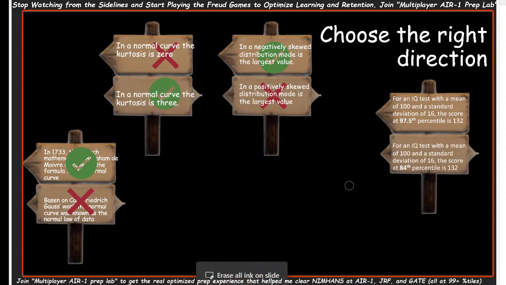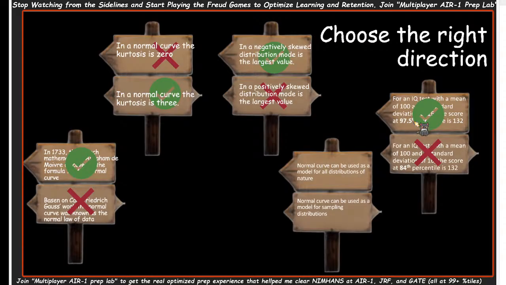This may be difficult: for an IQ test with mean of 100 and SD of 16, the 97.5 percentile is actually 132. I'm not going to explain this because we already did this in the previous class. It'll just be too redundant, so you guys go there and check it out. The statement that the normal curve can be used as a model for all distributions of nature is false. It is best used as a model for sampling distribution. We talked about what a sampling distribution is.